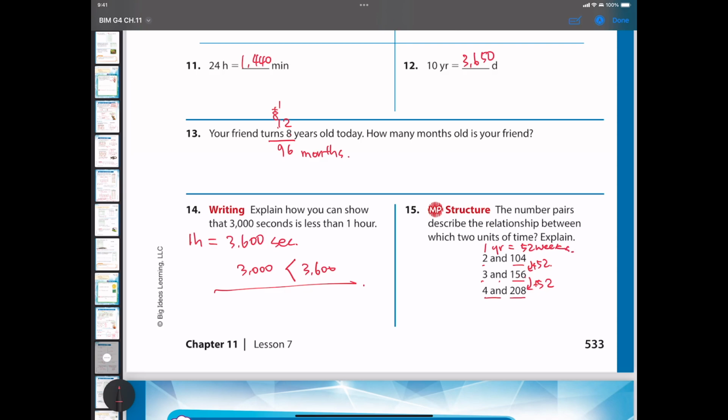So 2 years will be 104, because 52 plus 52 is what? 104. So the answer is what? The years and weeks.